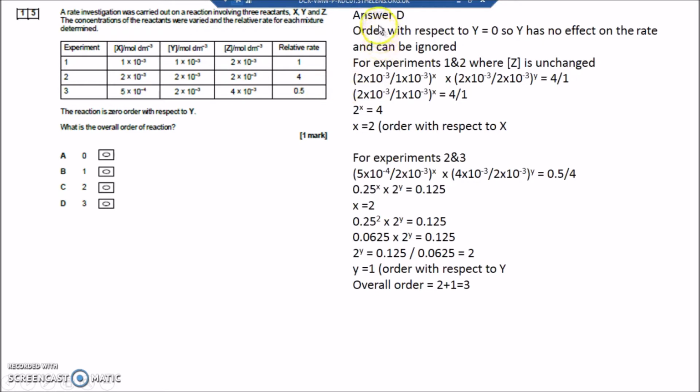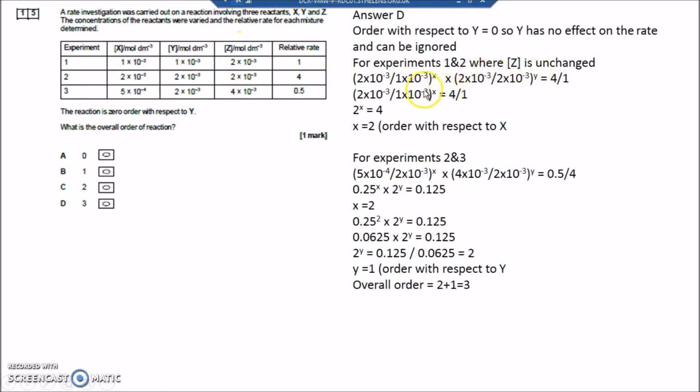Let's do spoilers, and we can see order with respect to Y is 0, so it has no effect on the rate and can be ignored. We're going to look at experiments 1 and 2 first of all, because 1 and 2 have Z the same. So we always find 2 experiments where something is the same. We're ignoring Y because we know it's 0 order with respect to Y. So what we do is we do 2 times 10 to the power of 3 for experiment 2 divided by 1 times 10 to the power of 3, raised to the power x, where x is the order with respect to chemical X, multiplied by 2 times 10 to the minus 3 divided by 2 times 10 to the minus 3, to the power y, where y is the order with respect to Z.